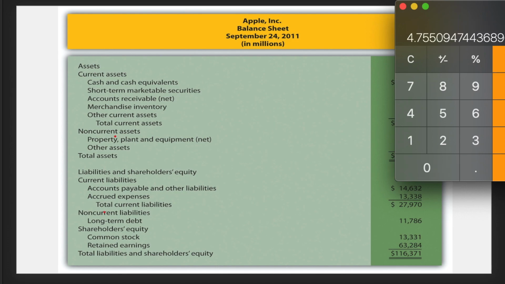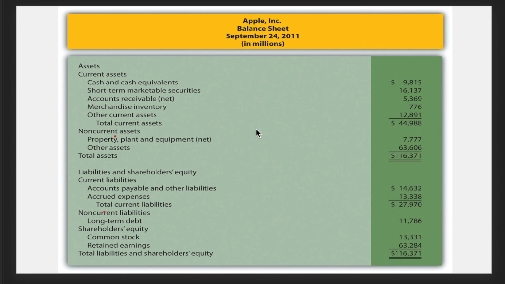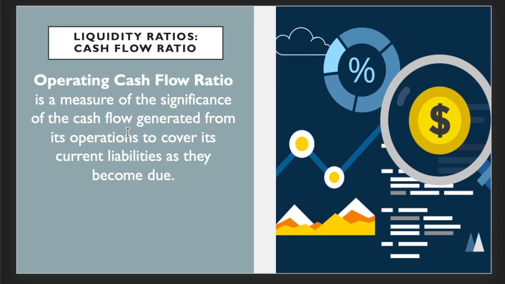27,970, which is 4.7 times. So they have a good cash flow ratio, and I can think to supply lemon to your store. Operating cash flow ratio is a measure of how a firm can pay off its current liabilities from the cash flow generated from its operations.